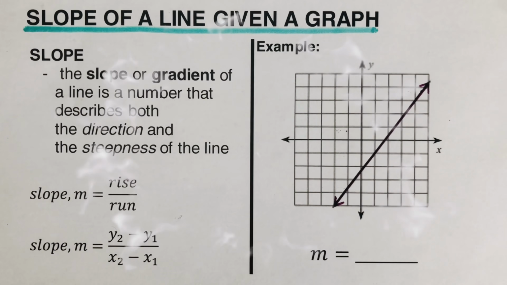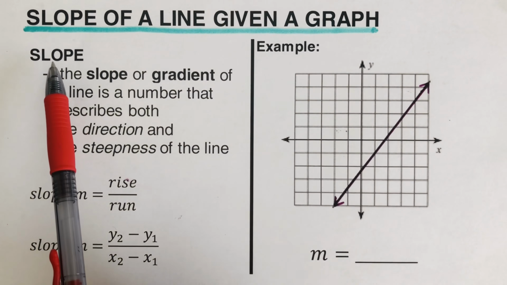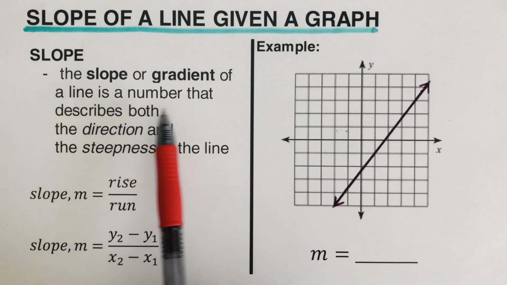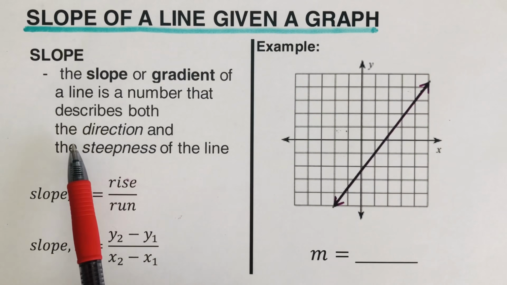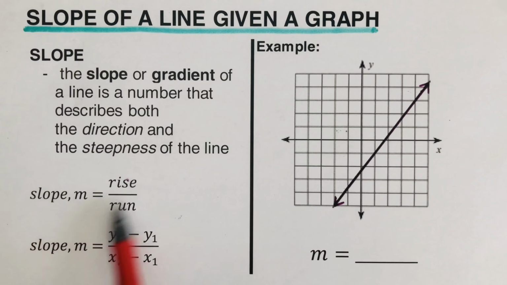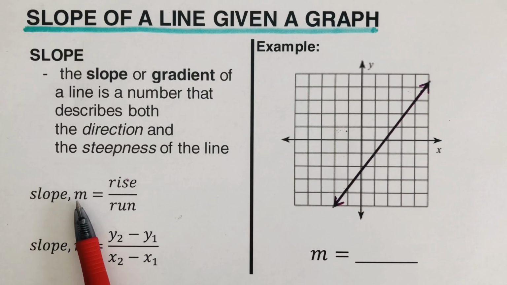Everyone, in this video we are going to determine the slope of a line given a graph. The other word for slope is gradient. So the slope or gradient of a line is a number that describes both the direction and the steepness of the line. So we have here a basic definition for slope.